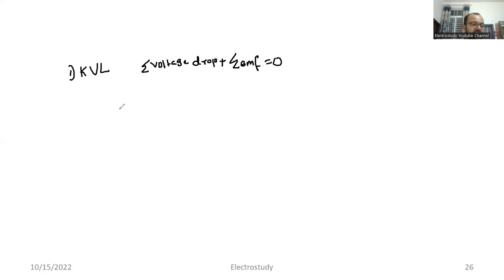KVL operates based on the conservation of energy in a closed loop. That is one of the remarkable points. Likewise, there is another law called Kirchhoff's current law: the algebraic sum of currents meeting at a junction or a node is equal to 0. Sigma I equal to 0, you can write it. By the way, KCL implies conservation of charge. You have to remember these two points.